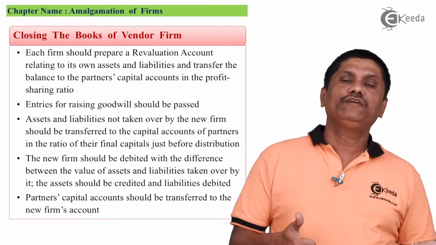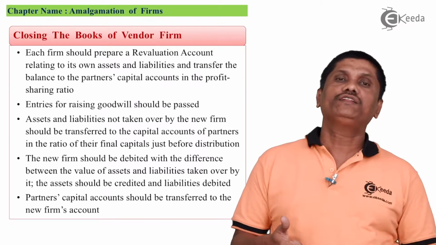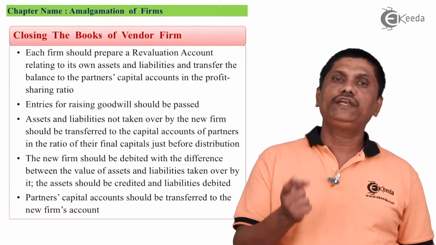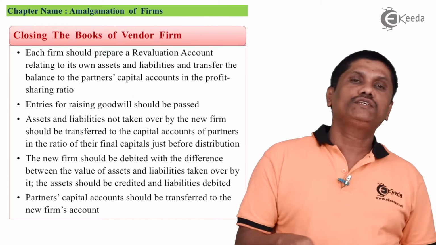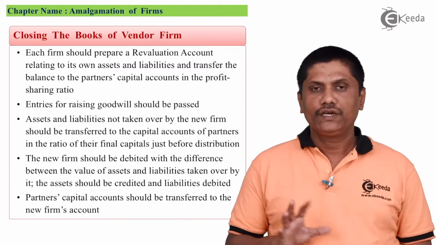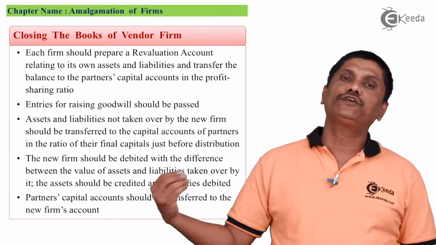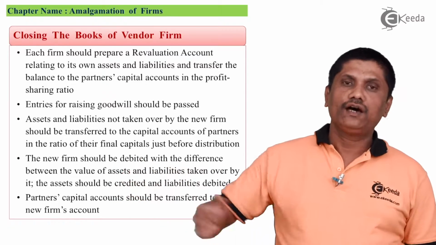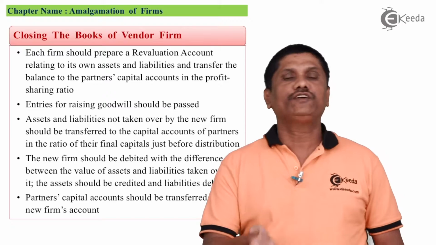Reverse entry will be passed when there is a decline in the asset or increase in the liability. Your entry will be revaluation account debit to asset account and to liability account. Revaluation profit or loss will be transferred to partners. Assets at revalued figure will be transferred to new firm.